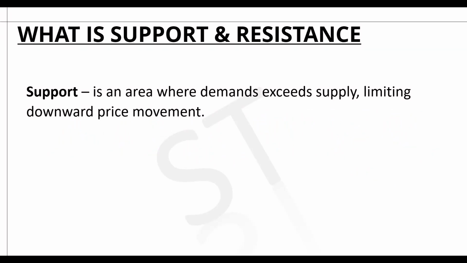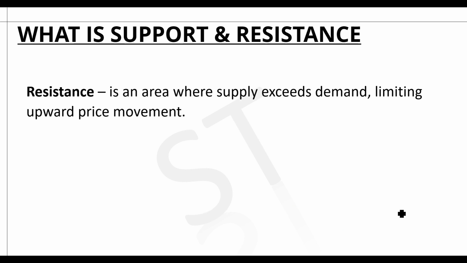Let's see the definition of support and resistance. Support is the area where demand exceeds supply, limiting downward price movement. For example, if the price is coming down, there is a zone we call a support, and that will limit the price from moving further down. This is called support.